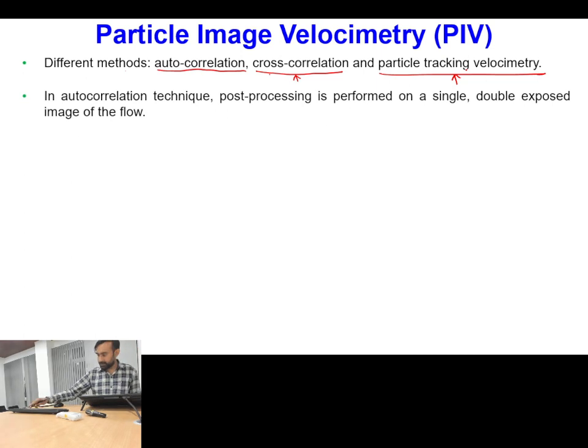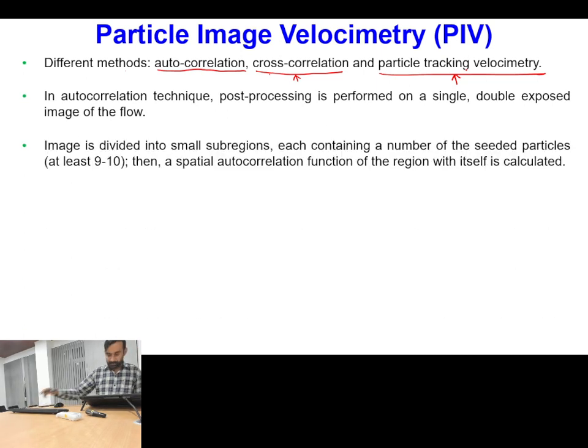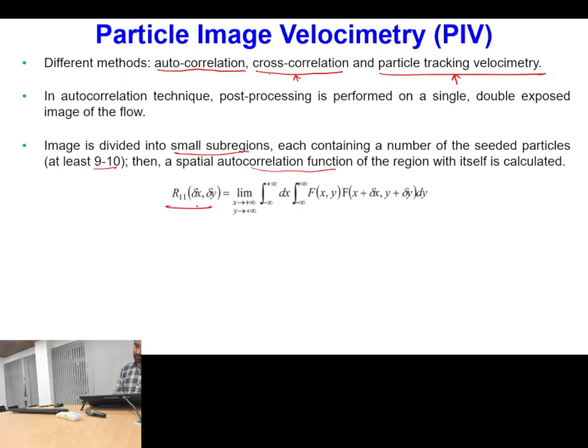Okay, that I have already explained. Yes, so the third point is that the image is divided. This I have also told you: it is divided into small subregions, each containing at least 9 to 10 particles, and then the spatial autocorrelation function of the region with itself is calculated. This is the autocorrelation function, which I already explained in the previous class.